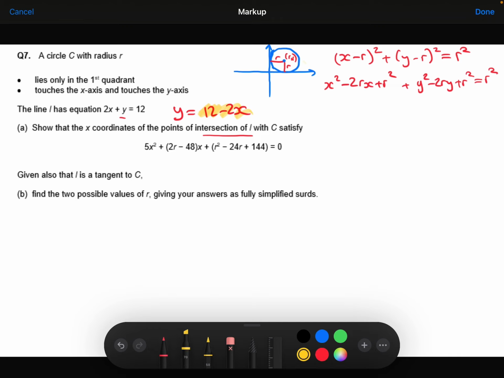So that's me expanding those brackets. Then I notice I've got an r squared that I can subtract from both sides just to make things a little bit easier. And right, yes, let's now substitute instead of the y's. So the x terms will stay the same. The y is 12 minus 2x.